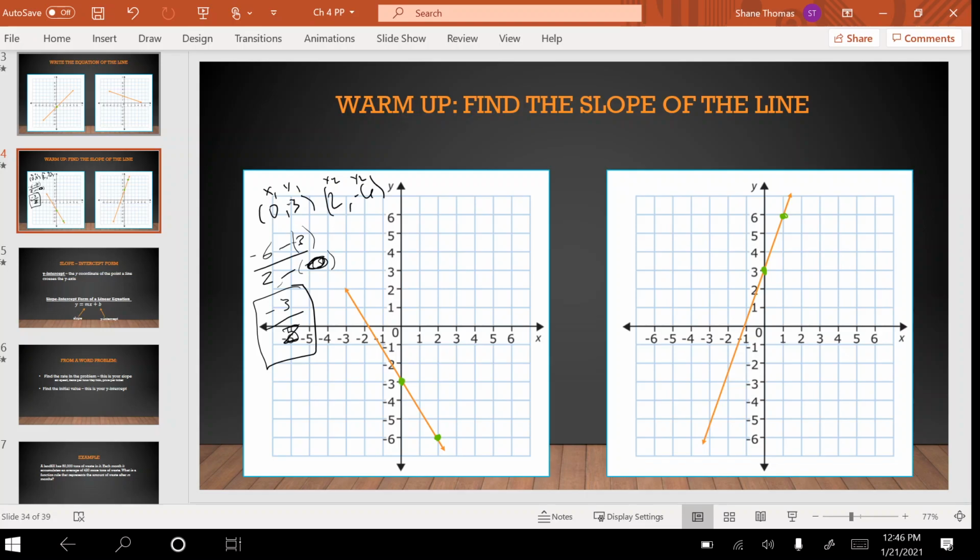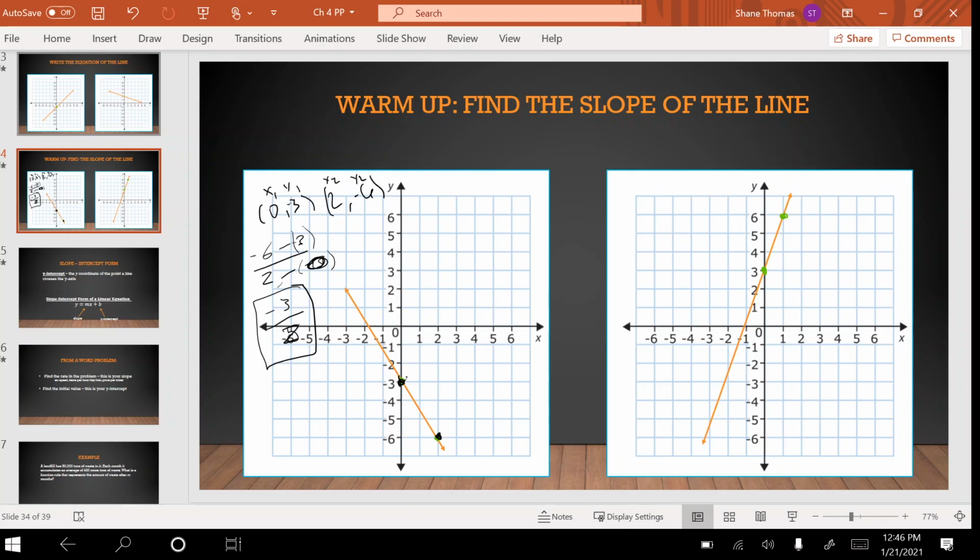That's the first way you could do it. You could use the points to find slope formula. Second way you can do it is count off. So here's my left-handed point. Here's my right-handed point. Start at the left-handed point, which would be this guy right here. Start here. Do I have to go up or down to get to the next point?